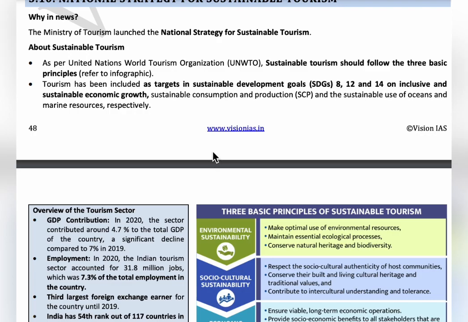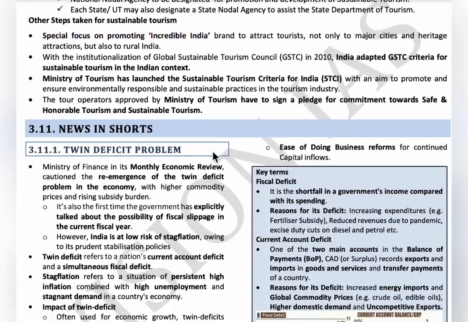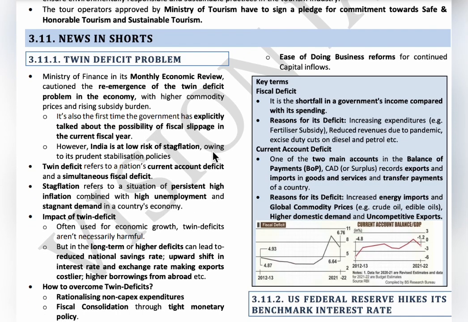The next topic is the twin deficit problem. Before knowing this concept, we need to know about the fiscal deficit and current account deficit. If government spending is more than government income, it is called fiscal deficit. If the total imports of the country are more than the total exports, it is called current account deficit. If the fiscal deficit and current account deficit occur simultaneously, it is called the twin deficit problem.